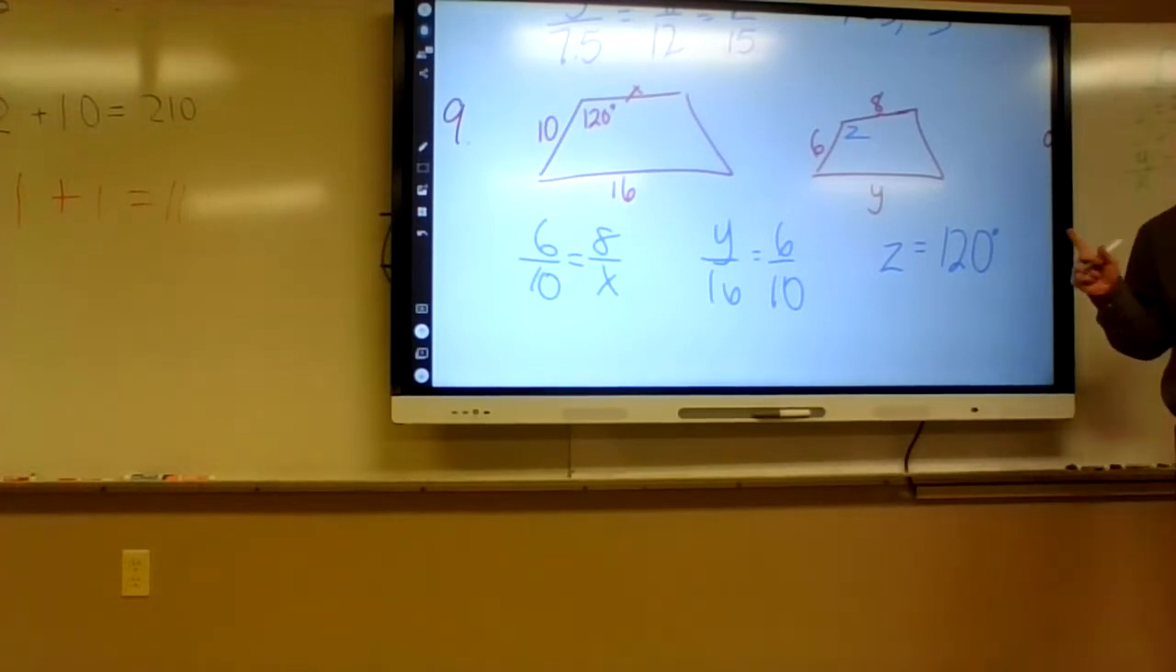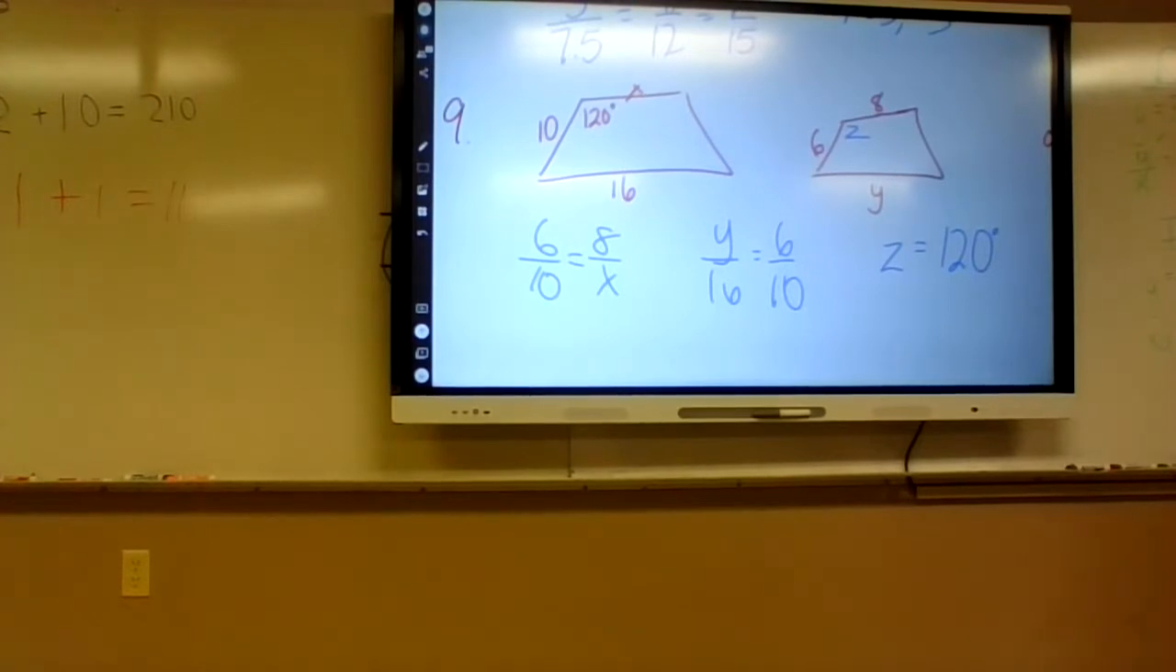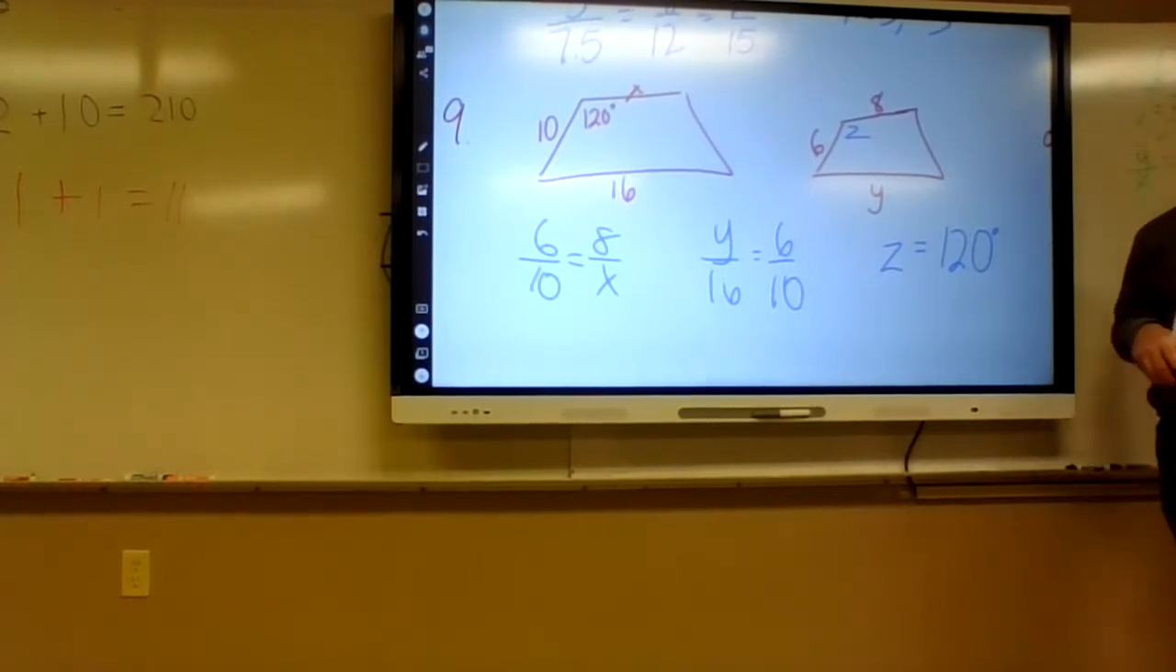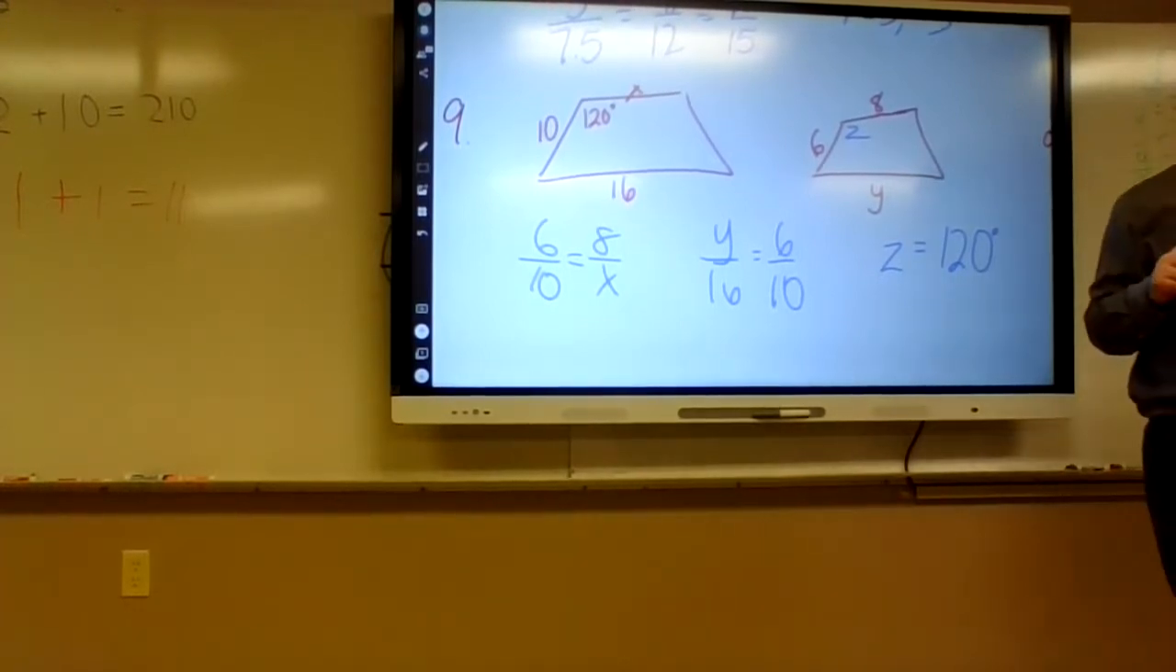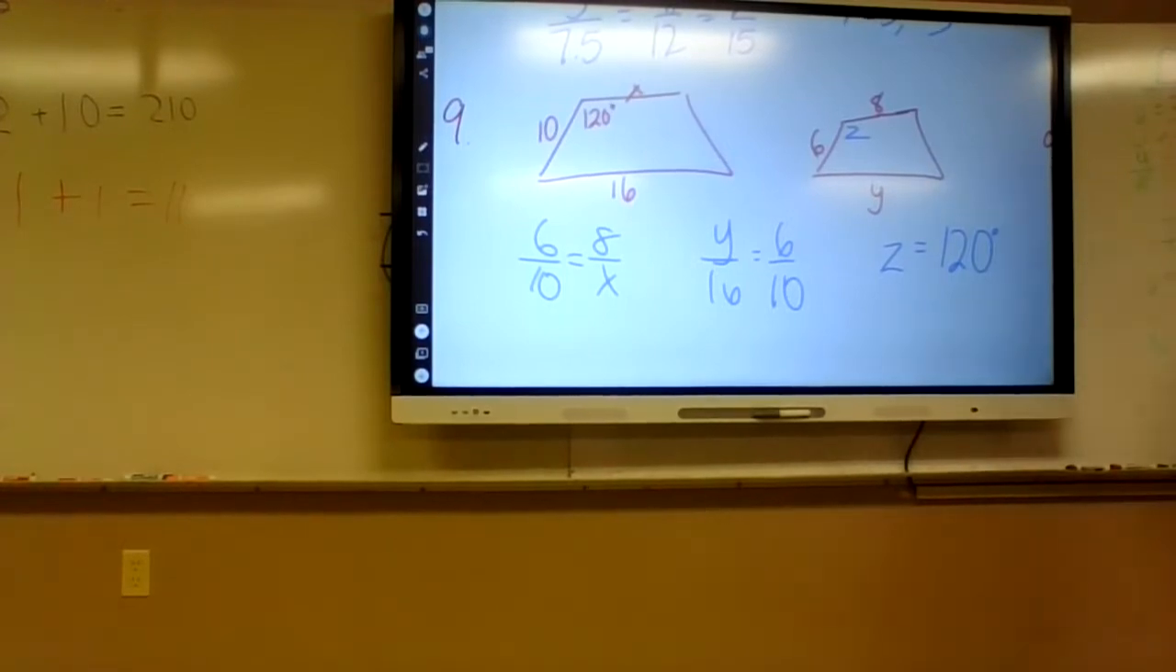Angles are not proportional, they're the same. Do you guys remember what the 4 angles of a quadrilateral always add up to? 360. You're going to need that fact on the test too. Just to warn you. The angles of a quadrilateral always add up to 360. You have to remember that.